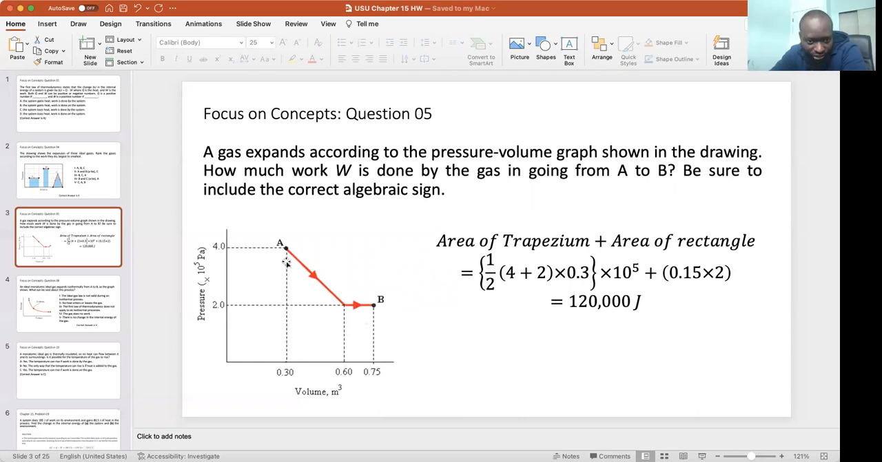So when you do this as a trapezium, it's half long side plus short side times height. So the long side is 4, the short side is 2, the height is 0.6 minus 0.3, which is 0.3. And don't forget the 10 to the power 5 here. Plus area of this rectangle, 0.75 minus 0.6, 0.15 times the length 2. And when you do that, you get 120,000 joules.